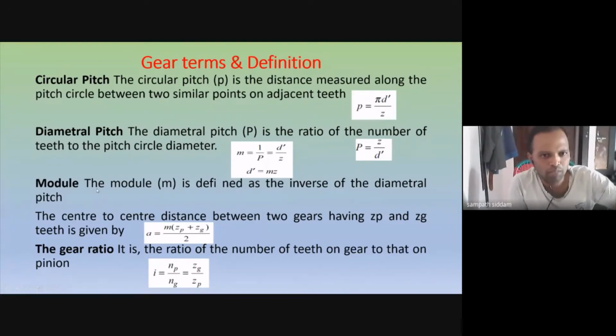Once a question has been asked in your OU exam, based on the data given, like the pitch circle diameter and the number of teeth, they ask you to calculate the module. That numerical solution I will do in the next class.